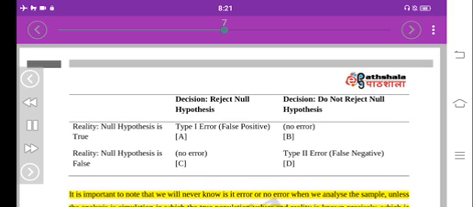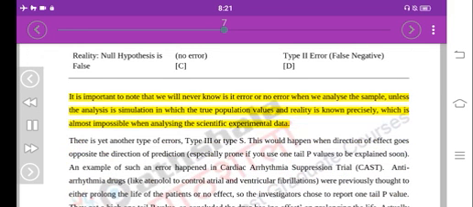It is important to note that we will never know if it is error or no error when we analyze the sample, unless the analysis is a simulation in which the true population values in reality are known precisely, which is almost impossible when analyzing scientific experimental data.